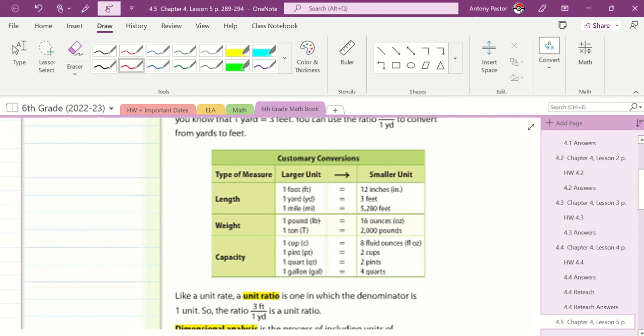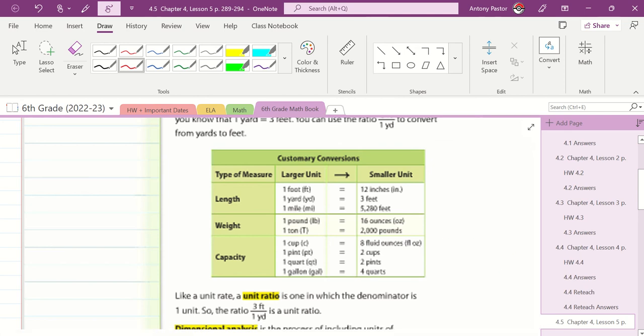Weight, we deal with 1 pound equals 16 ounces. 1 ton equals 2,000 pounds. Length, we kind of all know this: foot to inches. 1 yard equals 3 feet. 1 mile equals 5,280 feet. And then capacity, cups, pints, quarts, and gallons, and fluid ounces. Please make sure you have this in your notebook. I would not recommend pausing the video and trying to write this down as it is kind of blurry. I would definitely take your textbook out and look at it. Cut it out if you guys want to, make a copy of it, whatever you guys need, but it needs to be in your notebook.